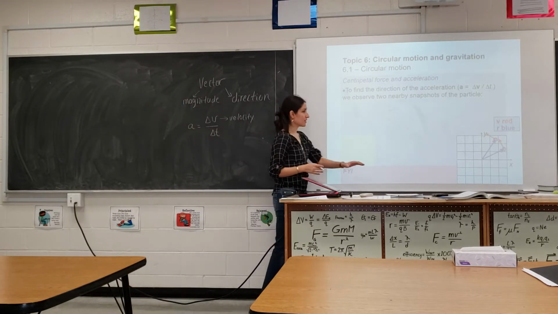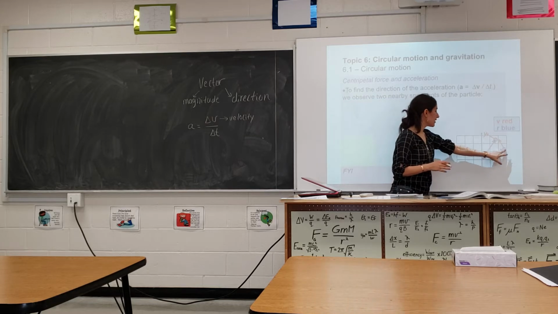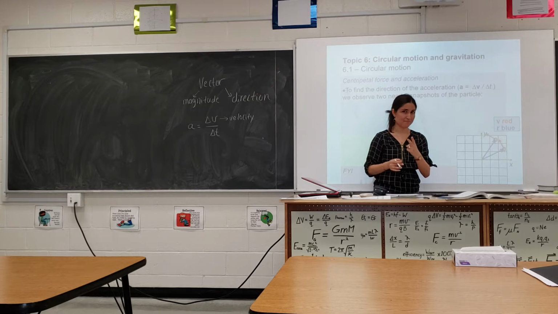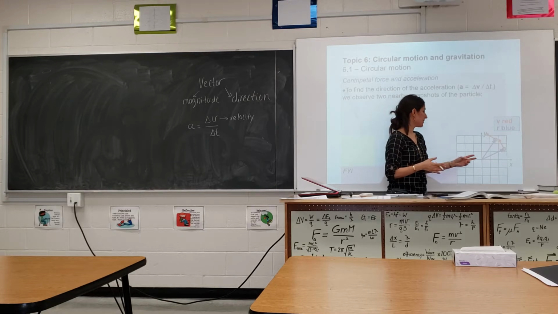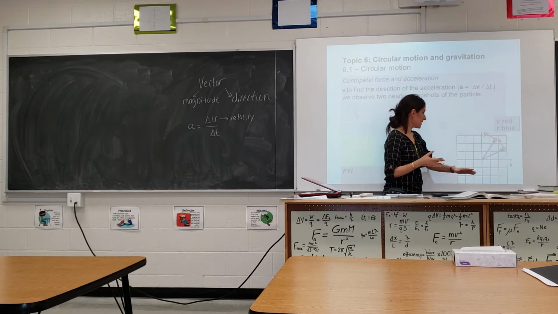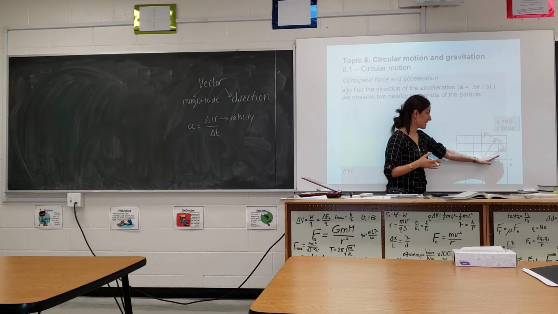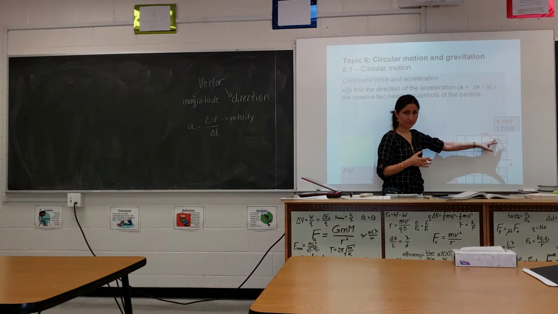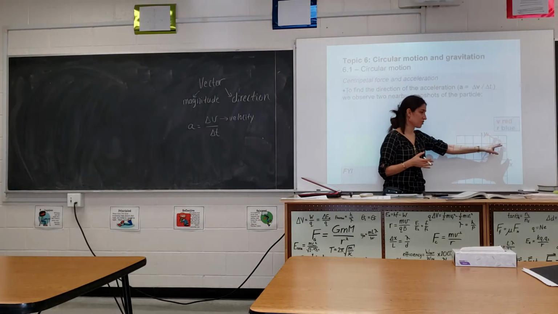If you have an object moving in a circle, what you can do to figure out the direction of the acceleration is pick 2 points in time, any 2 points in time. But usually you're going to pick 2 points in time that are very close to each other. So here's the object at one snapshot in time. At a later point in time, it's up here. And you can see the velocity has changed direction.